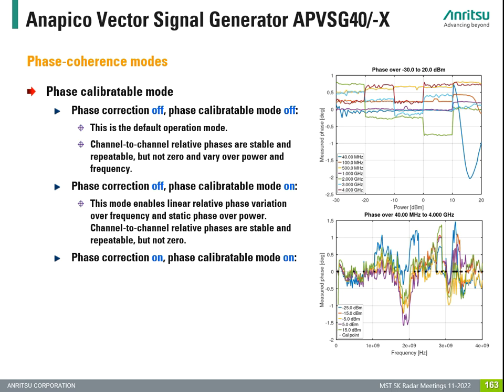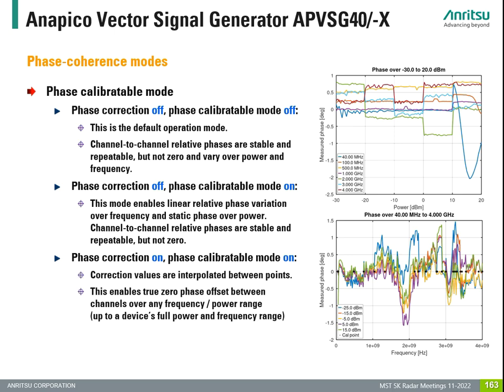Second, phase correction off and phase calibratable mode on. This mode enables linear relative phase variation over frequency and static phase over power. Channel-to-channel relative phases are stable and repeatable, but not zero. Third, phase correction on and phase calibratable mode on also. Correction values are interpolated between points. This enables true zero phase offset between channels over any frequency or power range, up to a device's full power and frequency range.